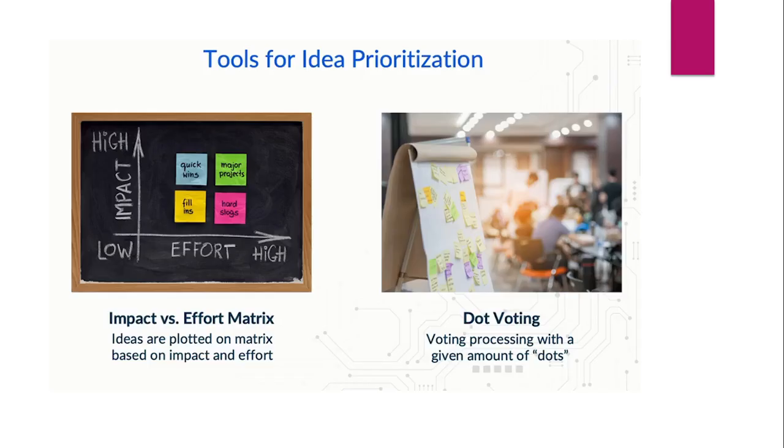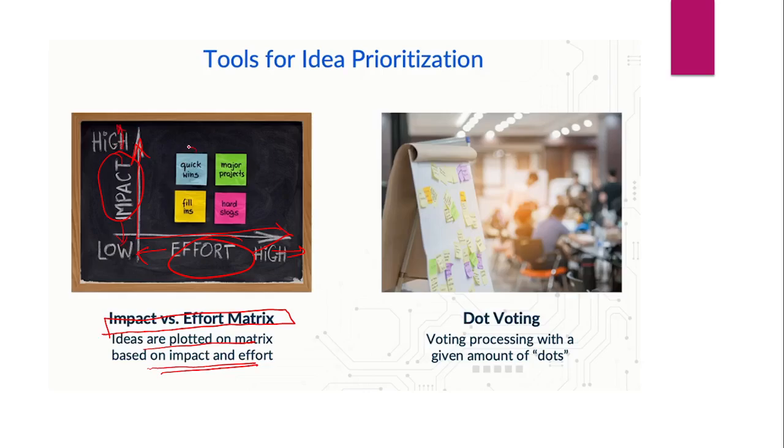Tools for idea prioritization. Here, this is a chart method, the impact versus effort matrix. In the impact versus effort matrix, the y-axis is the impact and the x-axis is the effort. The ideas are plotted on the matrix based on the impact and the effort. So if you say ideas, this is the effort, this is low, this is high. Impact, this is a low margin, this is a high margin.